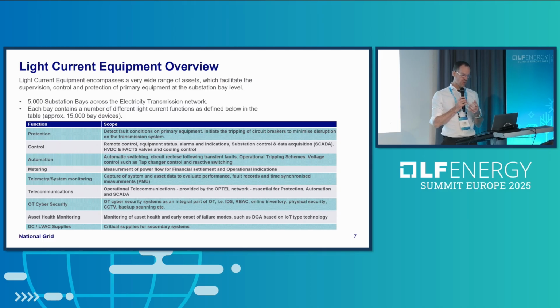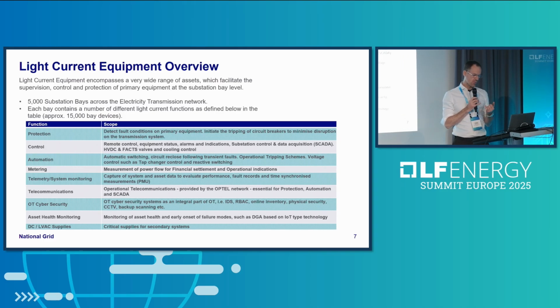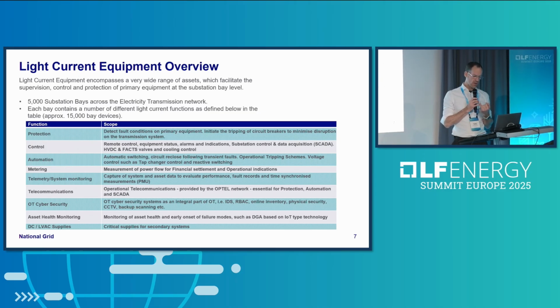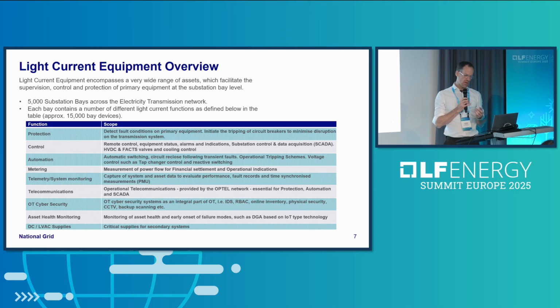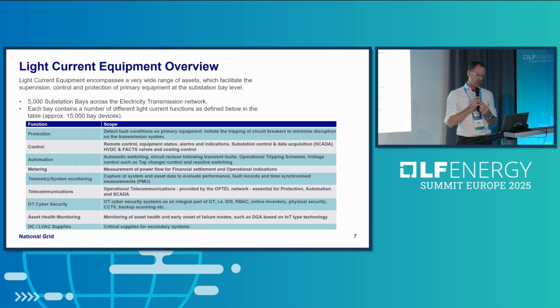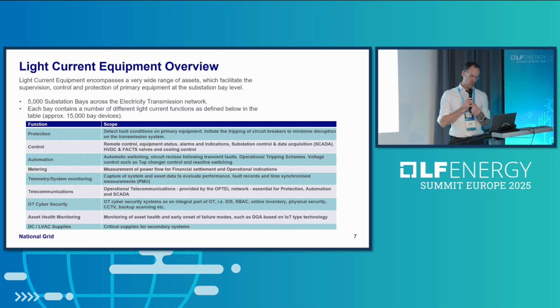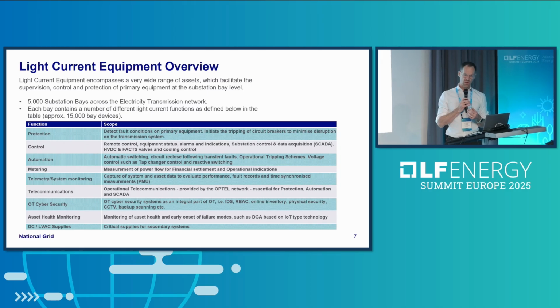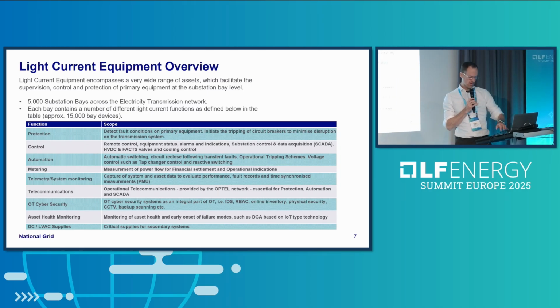And the kind of functions that we deliver with the secondary equipment is obviously most importantly protecting the network, then control, automation, settlement metering for the financial settlement, system monitoring like PMU data, which is now increasingly important for voltage stability assessment. We've got our own comms network, our own fiber network, and cybersecurity also increasingly important, and asset health monitoring, and yeah, quite often underestimated, but everything depends on our DC supplies in our substations.